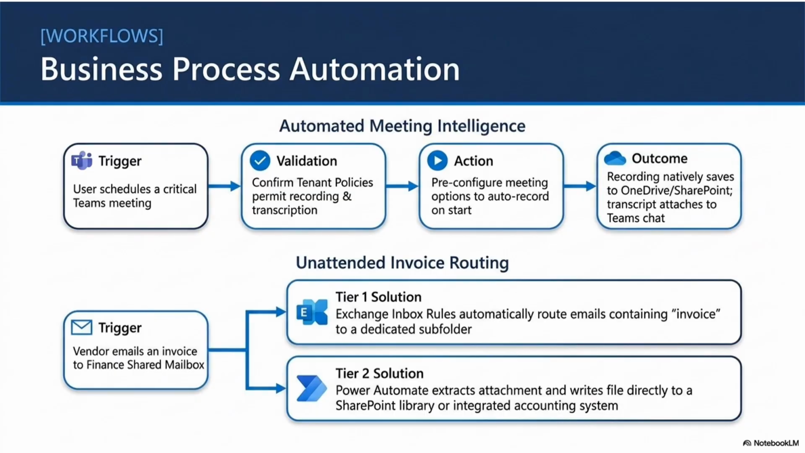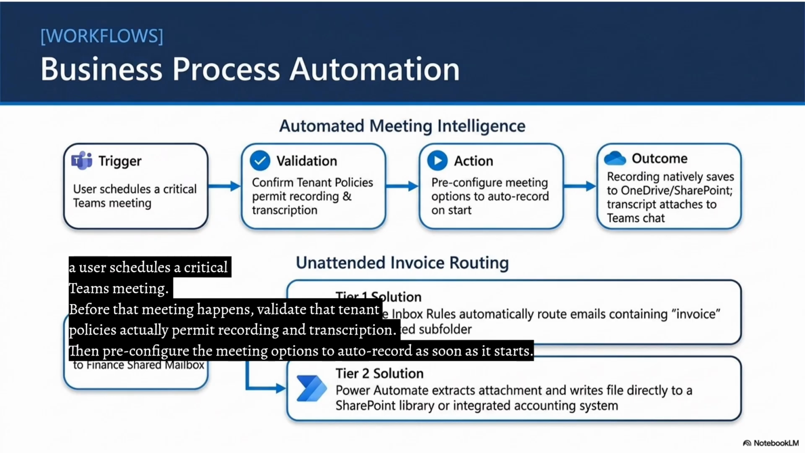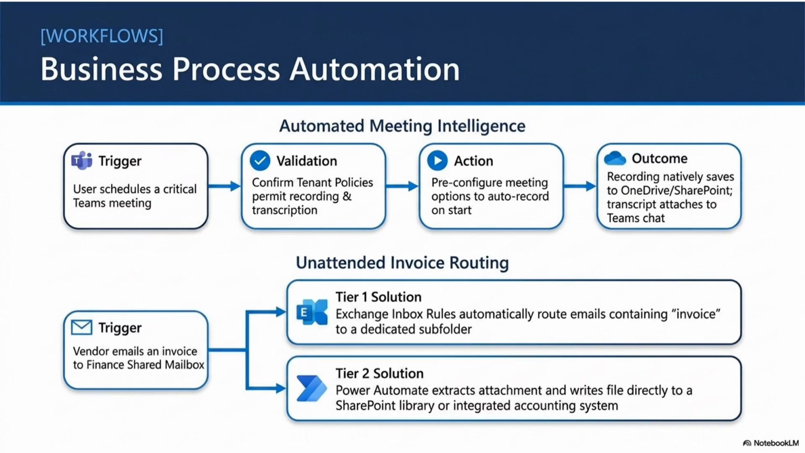Number 9. Business process automation. This topic is about working smarter, not harder, using the automation tools already built into Microsoft 365. First example is automated meeting intelligence. The trigger is simple. A user schedules a critical Teams meeting. Before that meeting happens, validate that tenant policies actually permit recording and transcription. Then pre-configure the meeting options to auto-record as soon as it starts.